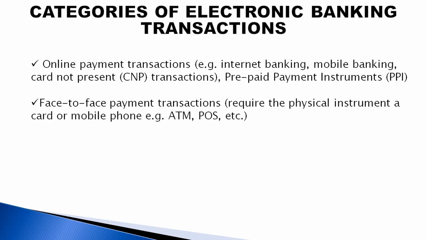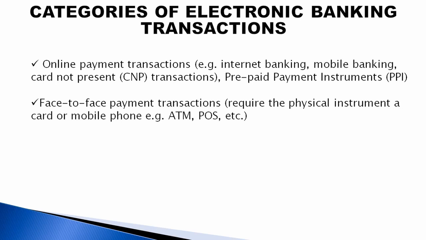Categories of electronic banking transactions. Types of electronic transactions. One is online payment transactions. For example, when you are doing a transaction through internet banking, mobile banking, card not present, e-commerce transactions or prepaid transactions. These are online payment transactions.